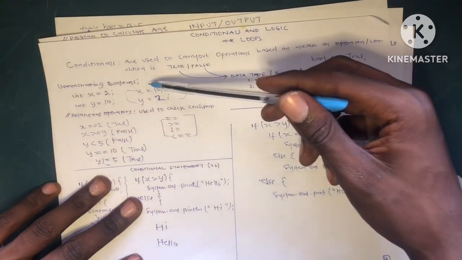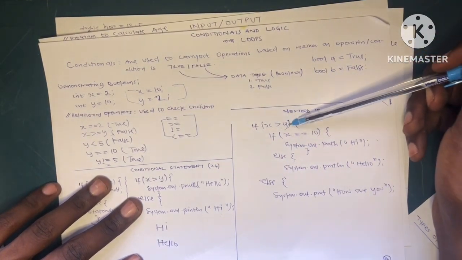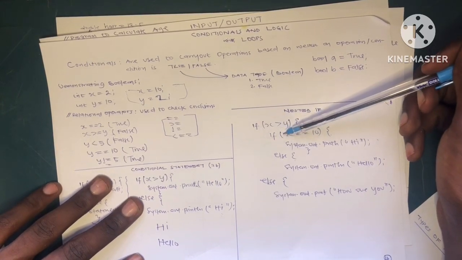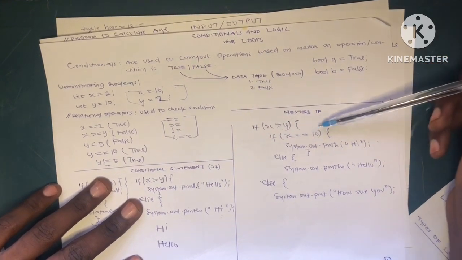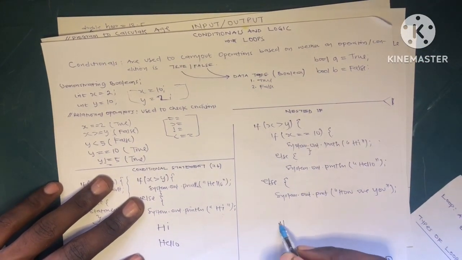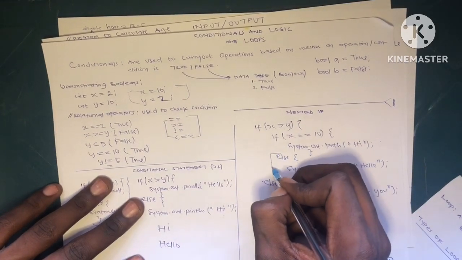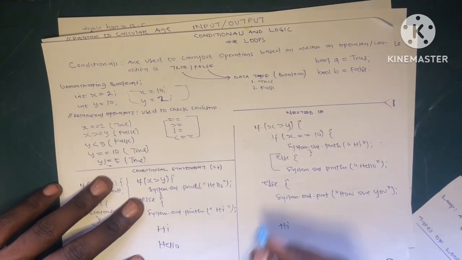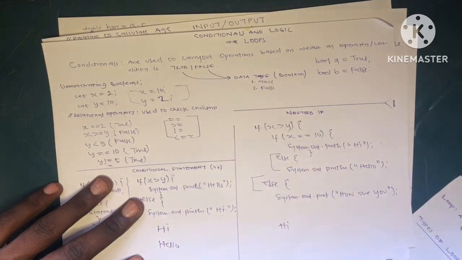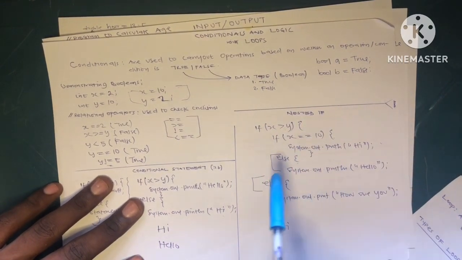But now that we've assumed that x is 10 and y is 2, it will say if x is greater than y, yes, x is greater than y. Then it will ask, is x equal to 10? Yes, x is equal to 10, of course. Then it will print hi. Now this part will be neglected. This part will also be neglected because this condition is already true. So it only prints this part and neglects this.